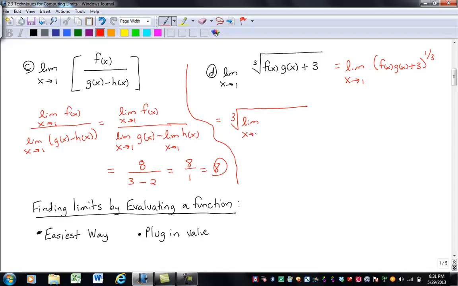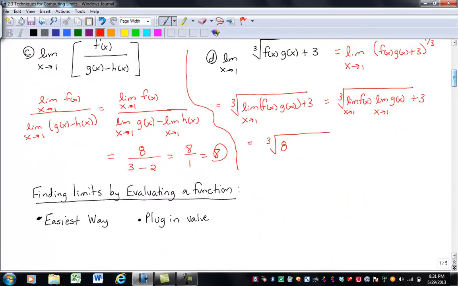But when I take it inside the root, I get the limit as x approaches 1 of f and g plus 3. And since I can take the limit around a product, that's the same thing as the limit as x approaches 1 of f times the limit as x approaches 1 of g plus 3. The limit as x approaches 1 of f is 8. The limit as x approaches 1 of g is 3. So this is the cube root of 27, which works out to be 3.